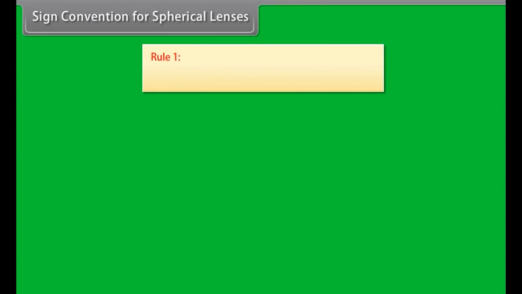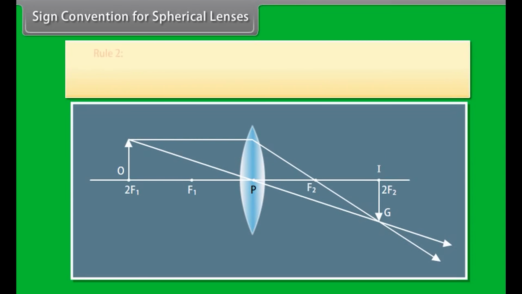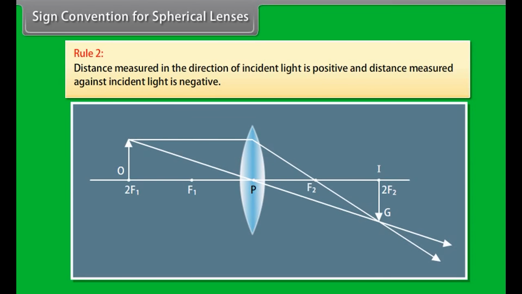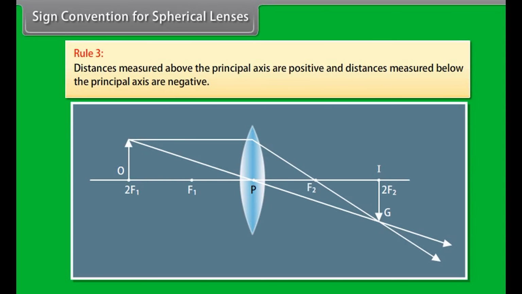Sign convention for spherical lenses. The sign convention rules are as follows. Rule number 1. All distances are measured from the optical center. Rule number 2. Distance measured in the direction of incident light is positive and distance measured against incident light is negative. Rule 3. Distances measured above the principal axis are positive and distances measured below the principal axis are negative.